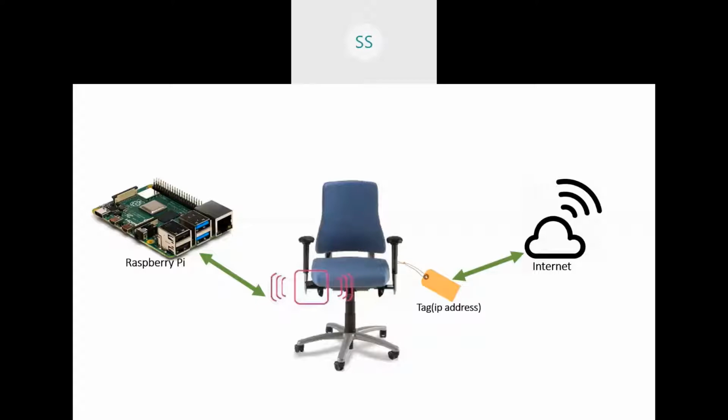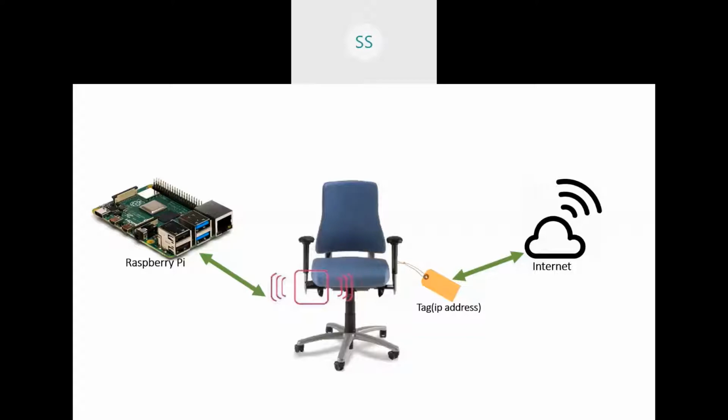But the thing is that Raspberry Pi is very affordable. It only costs around 3,000 rupees, and it has all the capabilities that your desktop computer has. So I will put that Raspberry Pi within that chair, and within that Raspberry Pi I will put the IP address, and through that Raspberry Pi I will connect my chair to the internet.